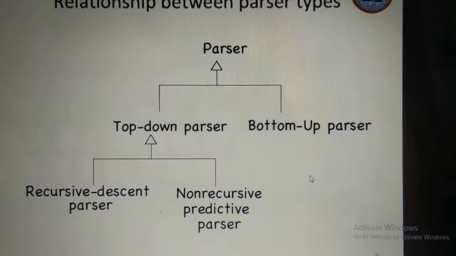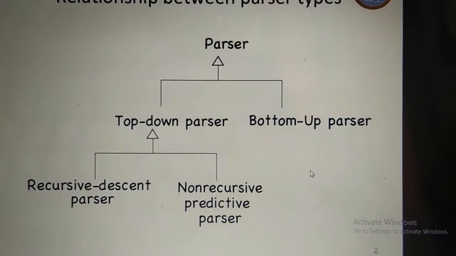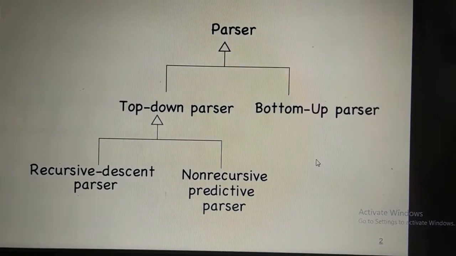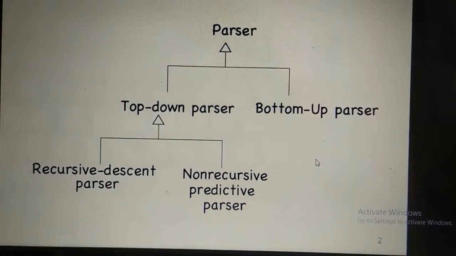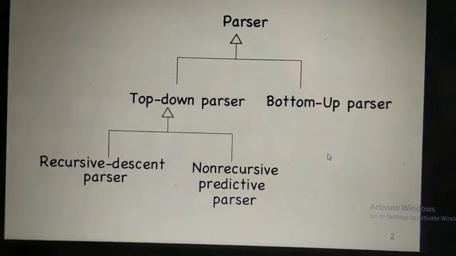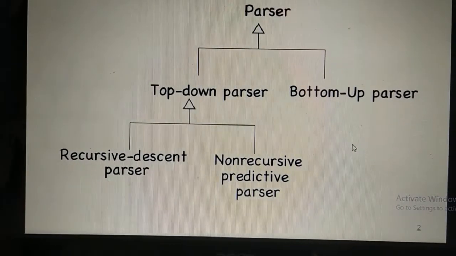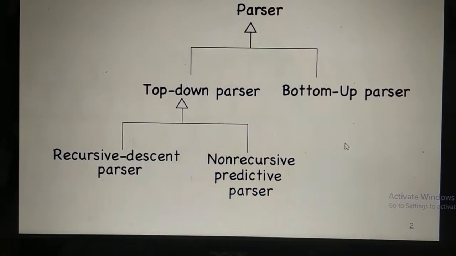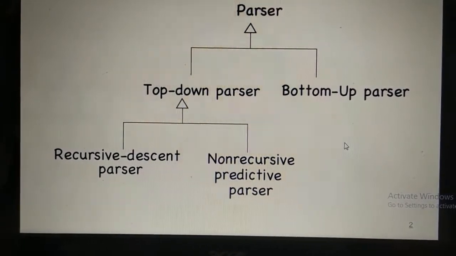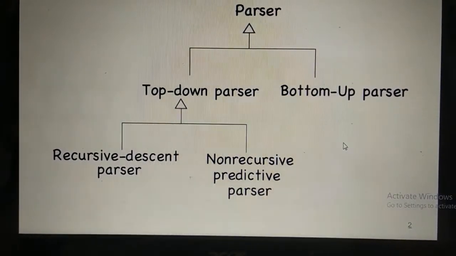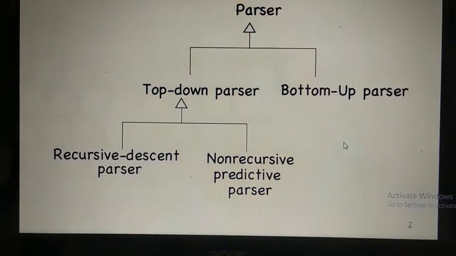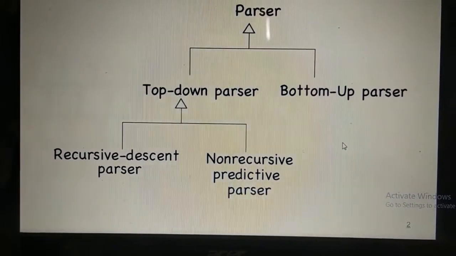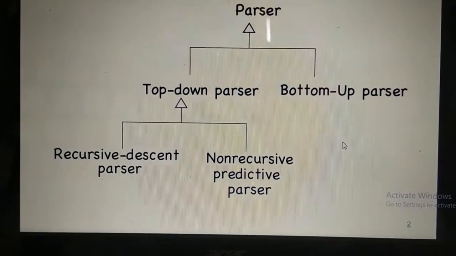Welcome back, guys. Yesterday we had started the discussion about top-down parser. So, in today's session, we will learn the types of top-down parser. As you can see, there are two types of top-down parsers that we will be discussing. The first one is recursive descent parser, and the second one is non-recursive predictive parser. We'll learn about both of these top-down parsers.